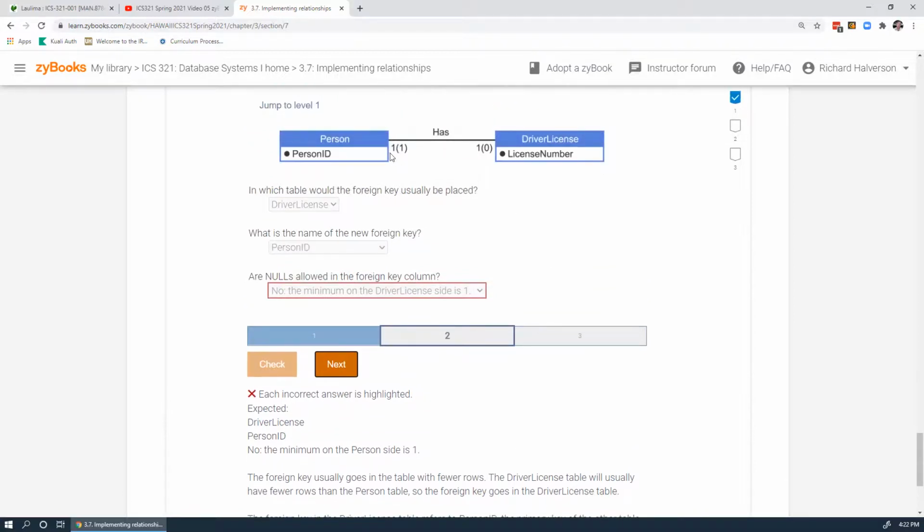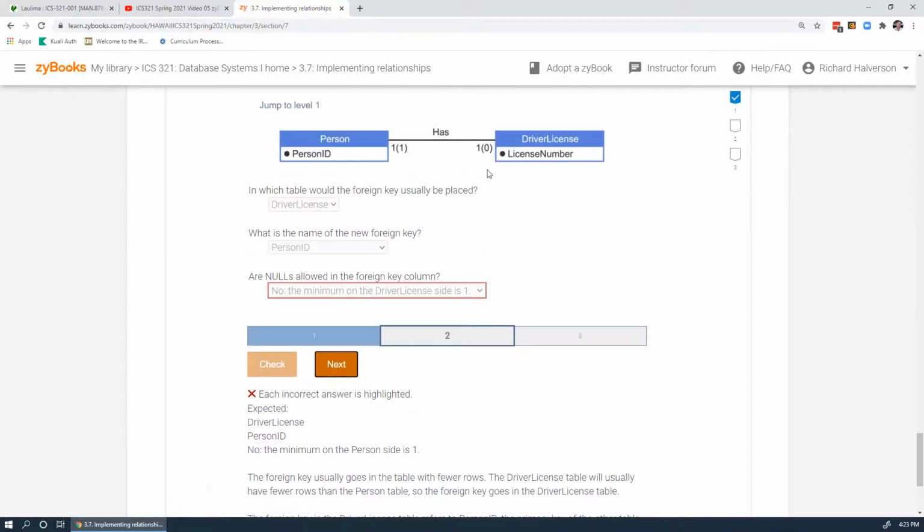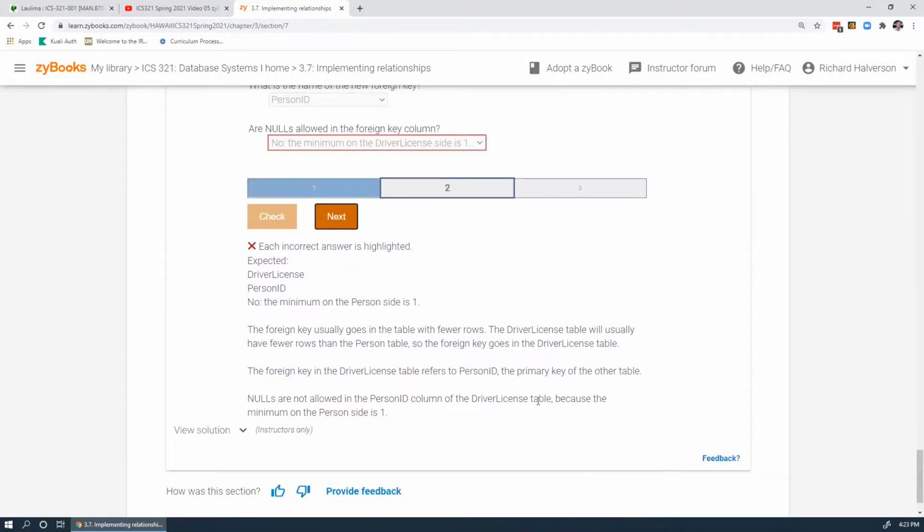Because the minimum on the person side is 1. That's this. And is that the one in parentheses? Yes, it must be. So that means that a driver's license has to have a 1. So nulls are not allowed in the person ID column of the driver's license table.